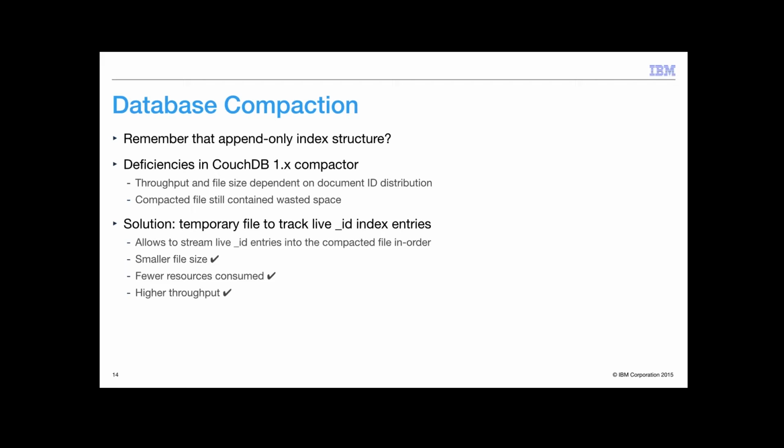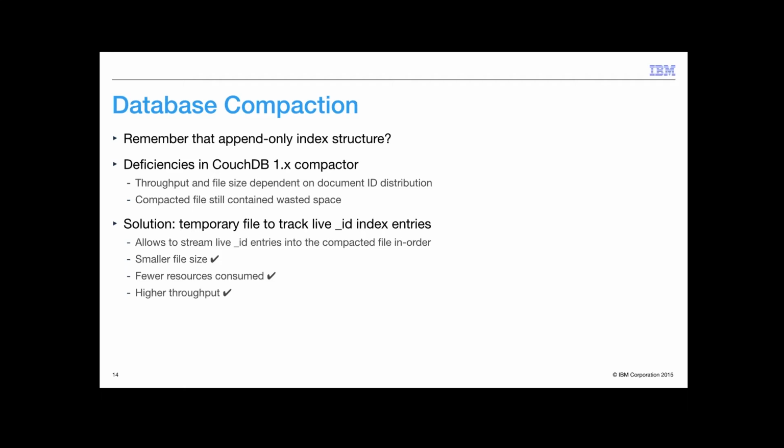And the solution to this is quite nice, right? It sounds simple, but working in the database internals in a system like this is never really, truly simple. So what we do now is when a database gets compacted, there's a temporary file that maintains the live entries from the primary key index, extracts those all out of the main file, and then allows us to write those things in the optimal order into the compacted file, right?